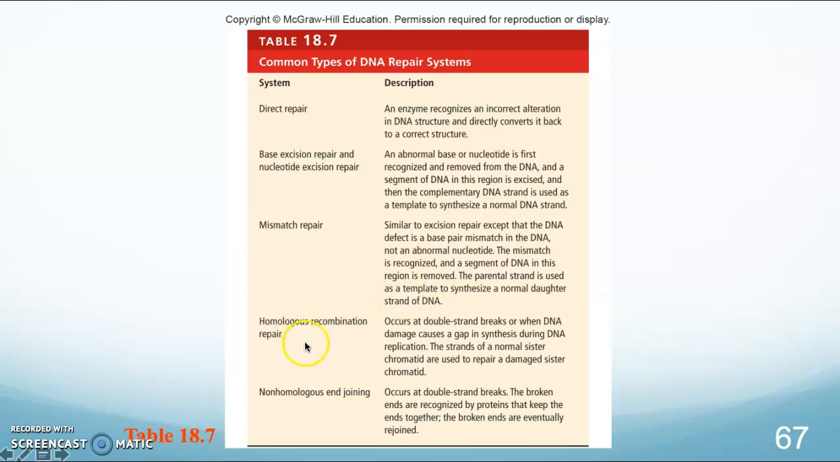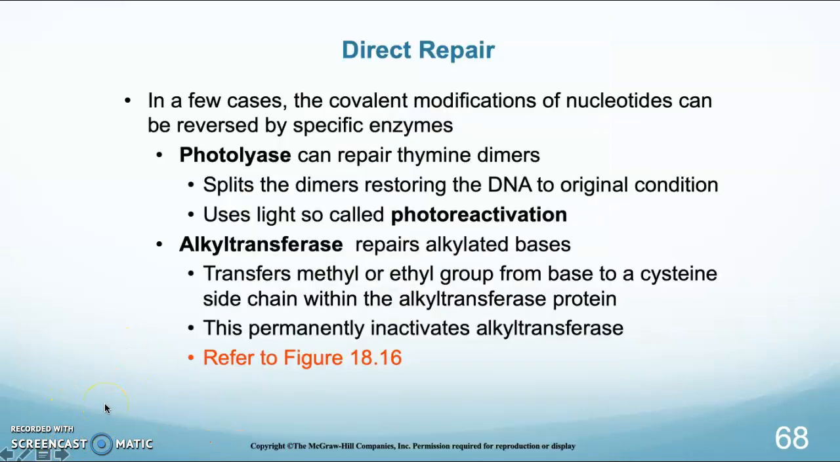Homologous recombination repair. If there's a double strand break in the DNA, often what can happen is that the strands of the normal sister chromatid can be used as a template to repair that damaged sister chromatid. And then the last one, the non-homologous end joining. This occurs if we have a double strand break as well, and the broken ends can be recognized by proteins that actually can join them back together. And we'll go through each of these in this particular part of the chapter.